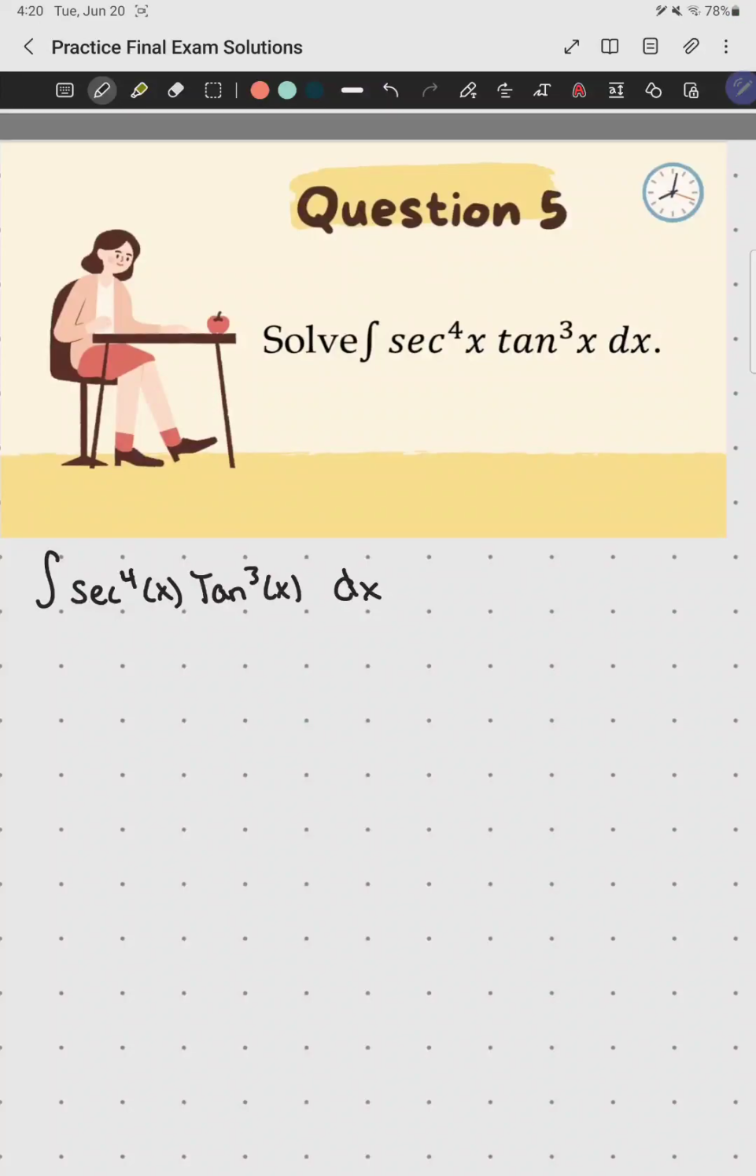So this is part 3 of our practice final exam solutions for a little bit of extra credit. So we'll just get right into it. We're going to be solving the integral of secant to the 4th x times tangent to the 3rd x.